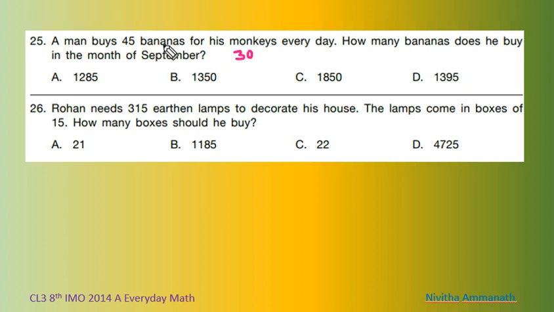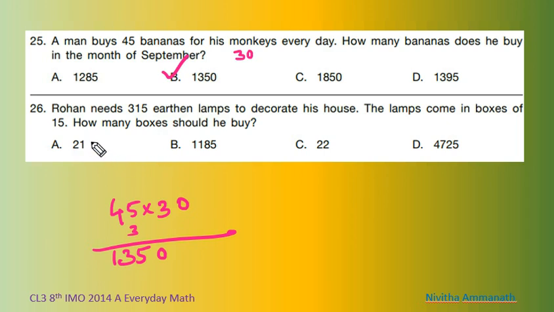So 45 bananas each, 30 days. So 45 into 30. How do we write? 45 into 3, then we add 0. 3 5s are 15, 5, 1. 3 4s are 12 plus 1, 13. Then 0 added. So 1350 bananas. B is the correct option.